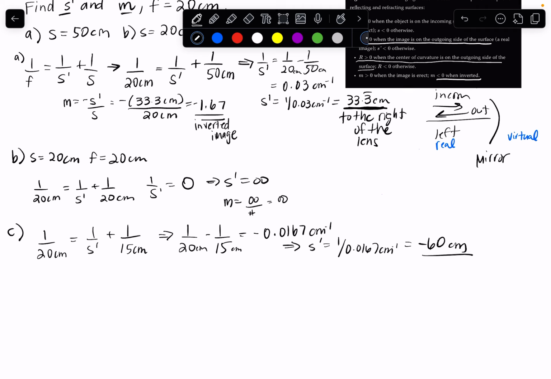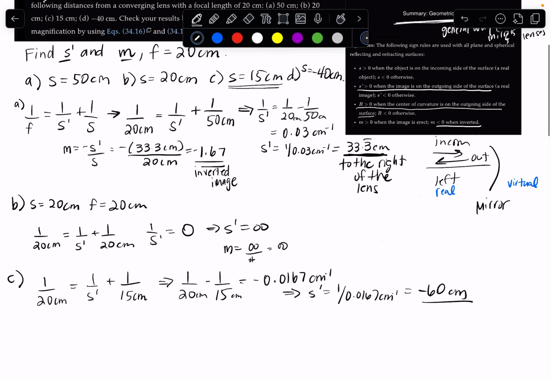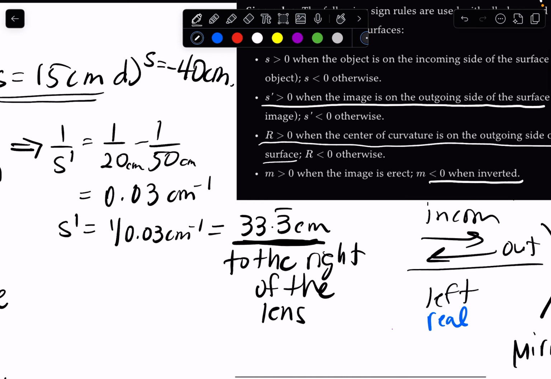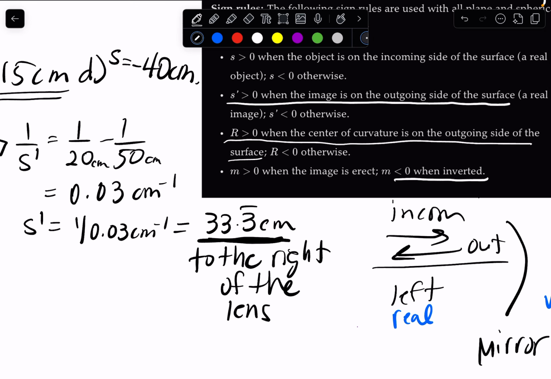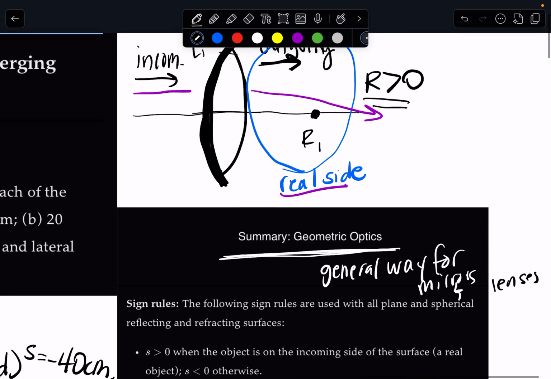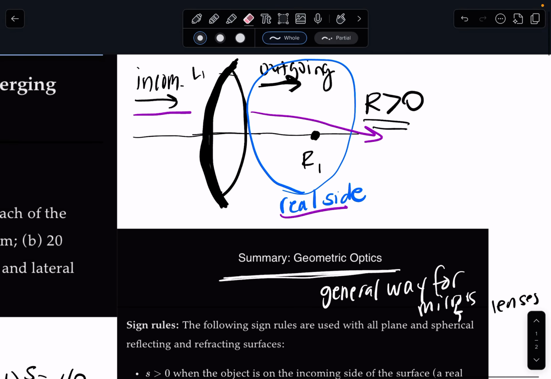Negative 60 centimeters. Okay, so S prime is now negative. What does that mean? S prime is negative when the image is not on the outgoing side, when the image is on the incoming side. Therefore, it is a virtual image. And so virtual images in lenses occur on the incoming side, right? Not on the outgoing side. So the virtual side is over here.